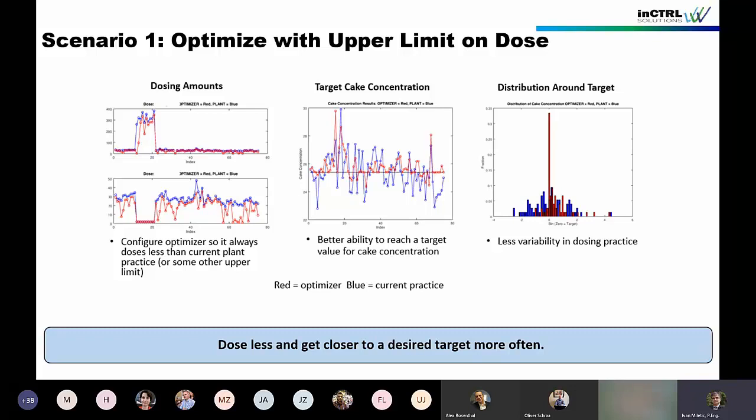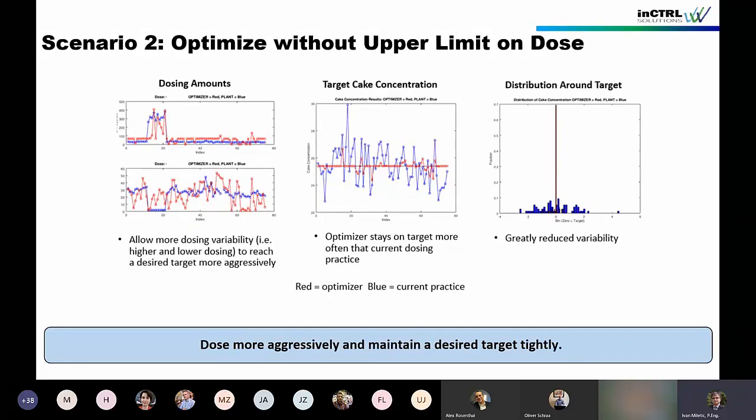And you can see on the left side that the red model dosing amounts are always less than the blue ones. And then in the middle plot, you can see that the black line, the targeted cake concentration, is met more often or about as often as it is with the current practice. So we can meet the targeted cake concentration, but use less polymer to do it. Okay, that's the first outcome with this.